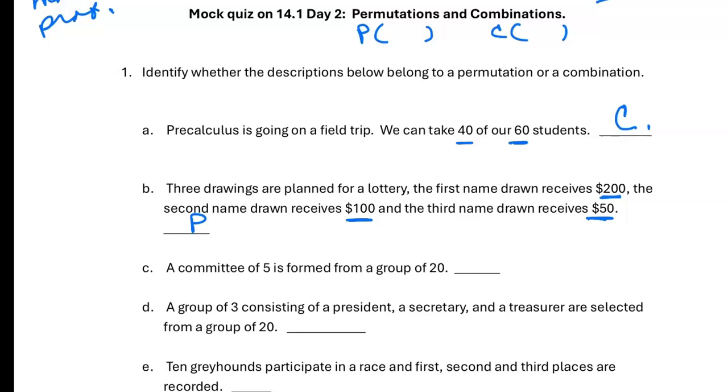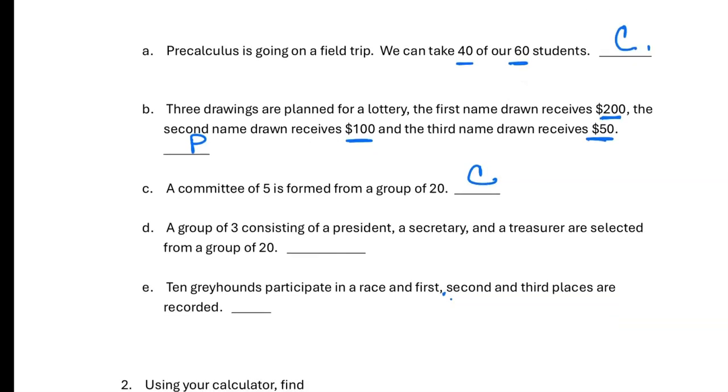A committee of 5 is formed from a group of 20. Okay, there's no titles, so that's your tip-off. That is only a combination. A group of 3 consisting of a president, secretary, and a treasurer are selected from a group of 20. The second you see titles, then that's going to be a permutation.